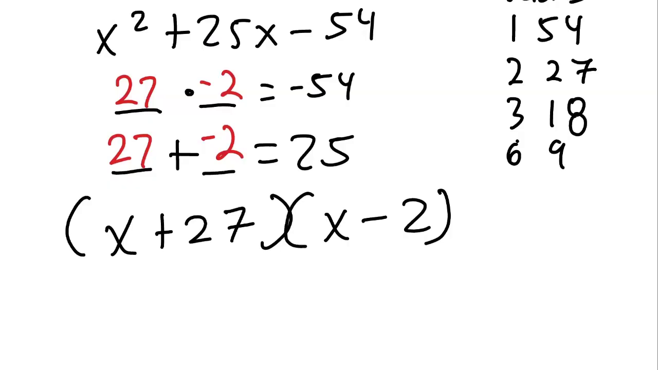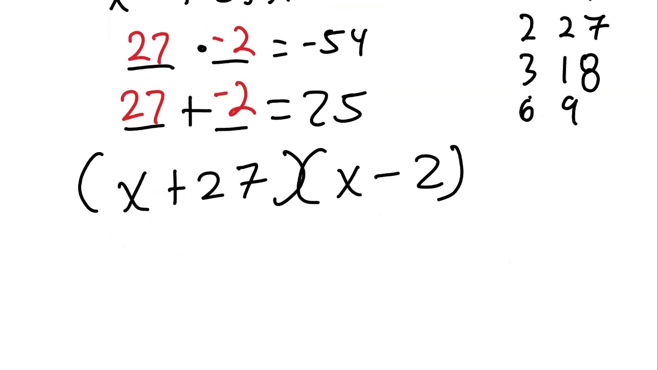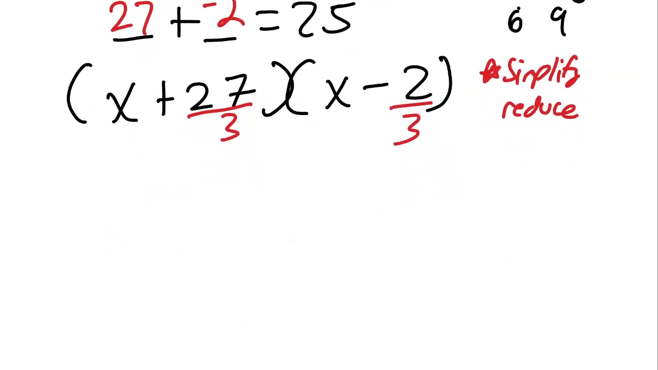Okay, what's our next step? We divide 27 and negative 2 by 3. So now we're going to simplify and reduce. What can get simplified? There is something that can get simplified. 27 and 3. What does 27 over 3 simplify to?